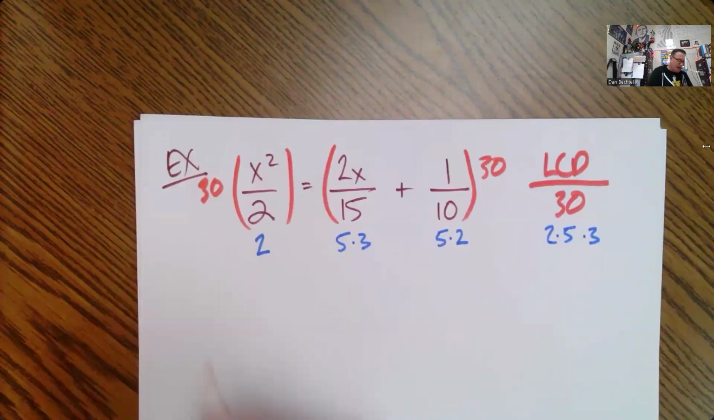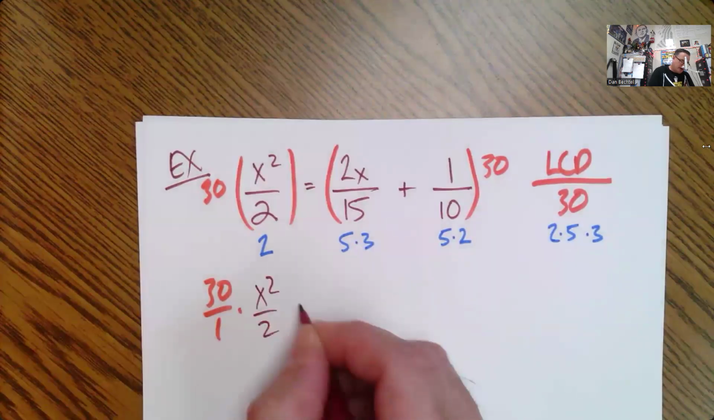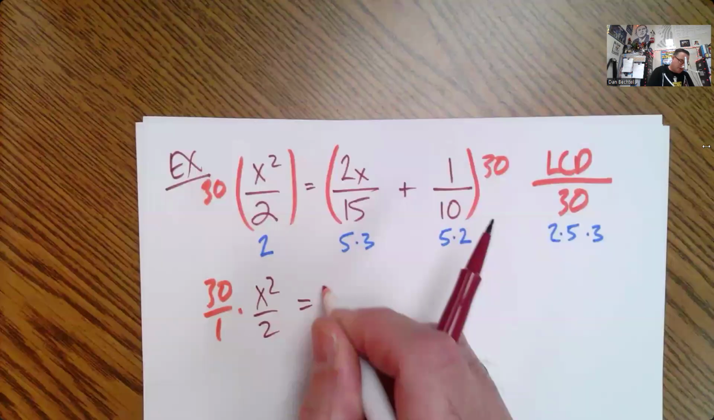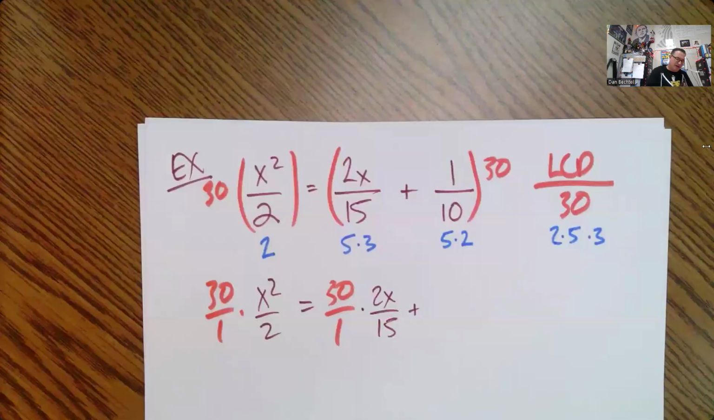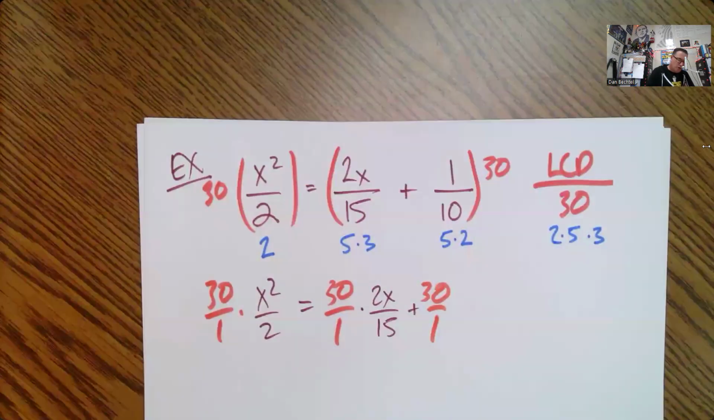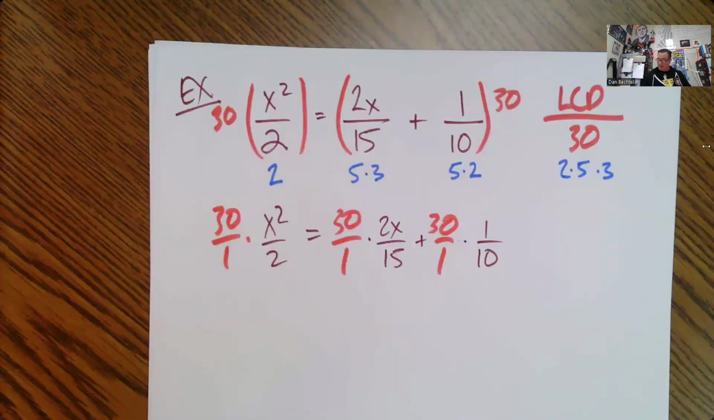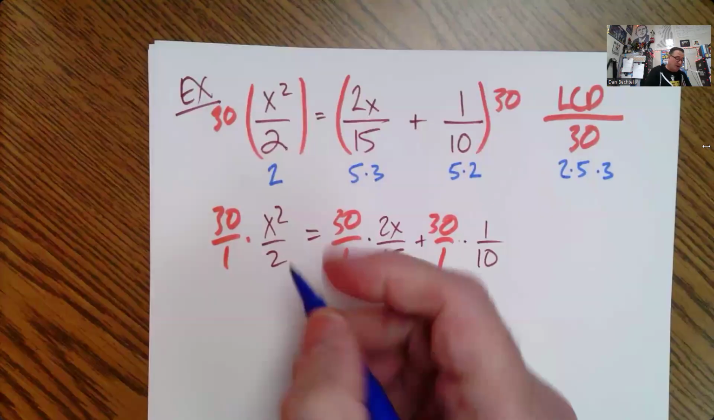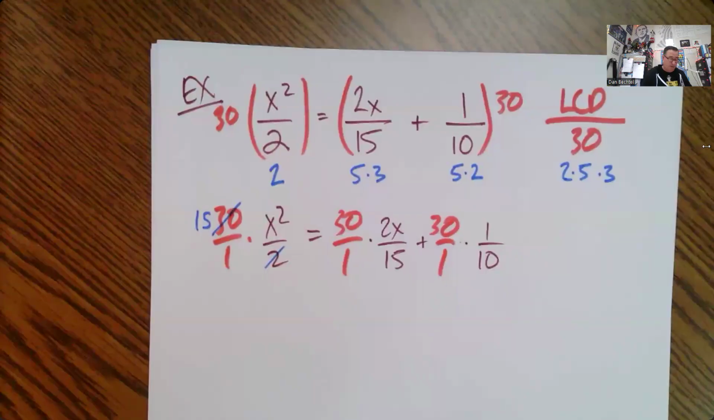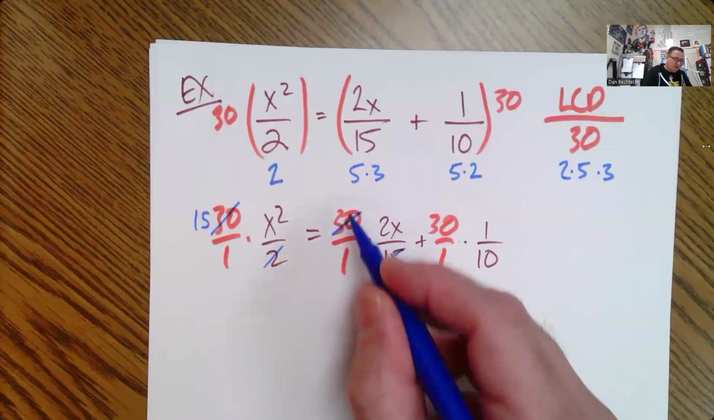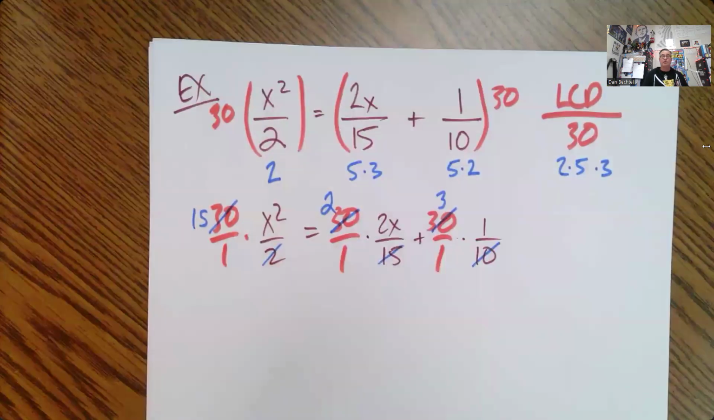Now, rewriting it, if I've got 30 over 1 times the x squared over 2 here, I can see what's going to cancel. Then I'm going to have 30 over 1 and that 2x over 15. And then I'm going to have that 30 over 1 and that 1 over 10. Now, each of these things divides evenly by 30. So when I cancel them out, I have to leave behind what is going to be behind. If both of those divide by 2, I will be leaving a 15 behind there. These both divide by 15, I will be leaving a 2 behind there. And if these both divide by 10, I'm going to be leaving a 3 behind there.